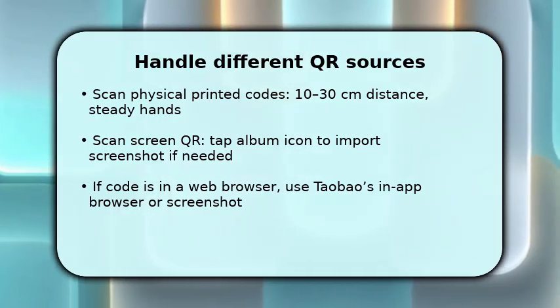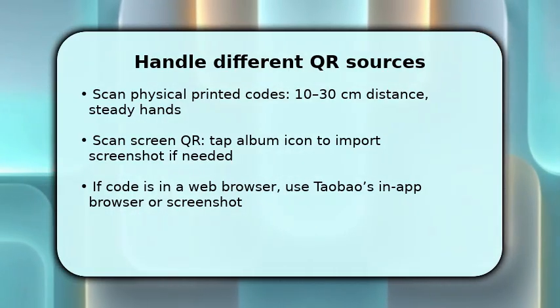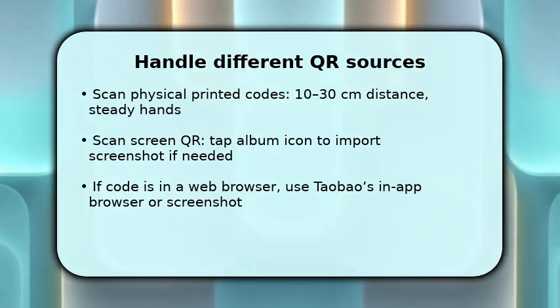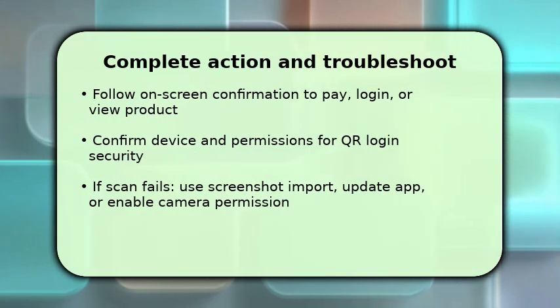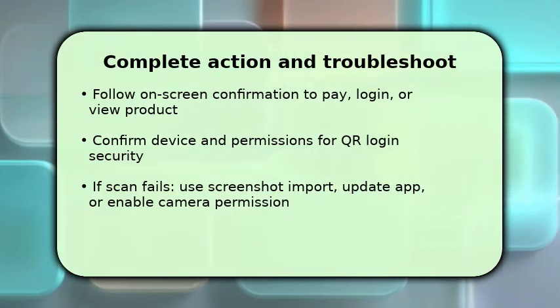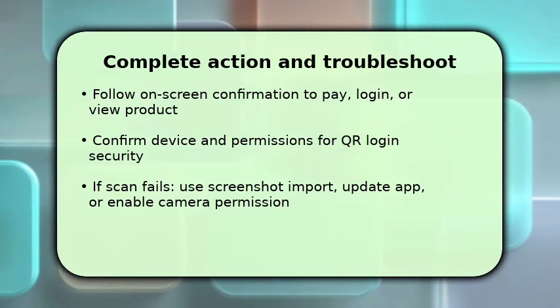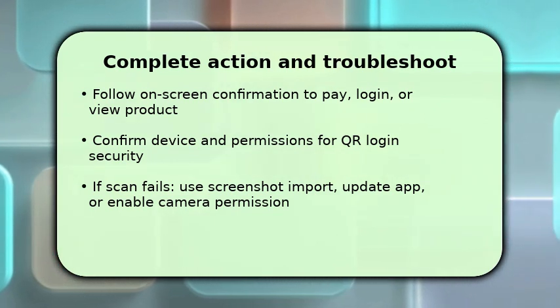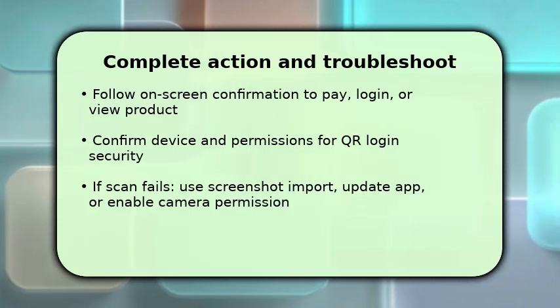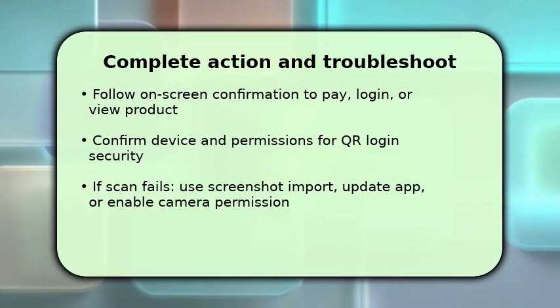If it's a login QR, confirm the device name before approving to keep your account safe. Finish by following the app prompts, confirm payment details, accept the login request, or view the product page. You should see a success message or the target page load. Make sure to verify price or account name before finalizing.